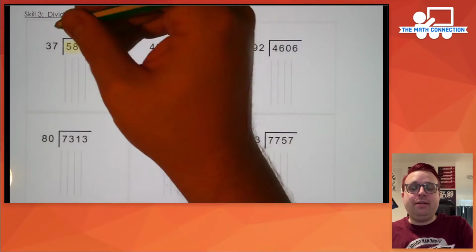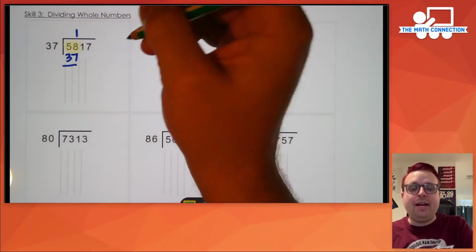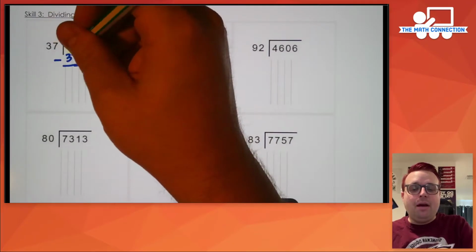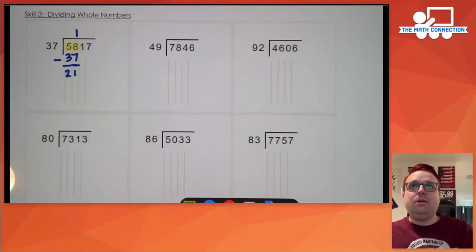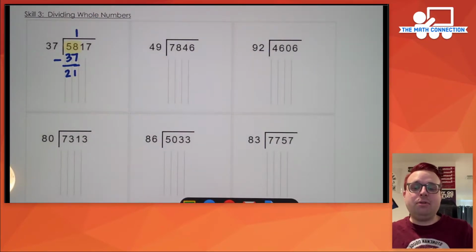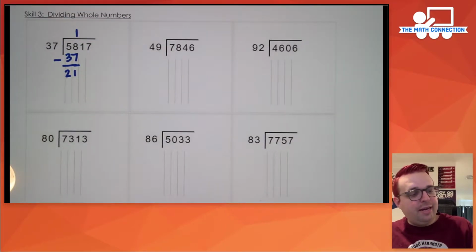And now what I do is I take 1 times 37 and I put the result right here underneath 58. And then I actually subtract these, okay? 8 minus 7 is 1, and 5 minus 3 is 2, so there is 21 left from that. And then I bring down the next number. The reason I need to bring that next number down is because 37 doesn't go into 21 at all. 37 is larger than 21, so there's nothing for me to figure out in terms of division there. So let me go ahead and erase what I highlighted.